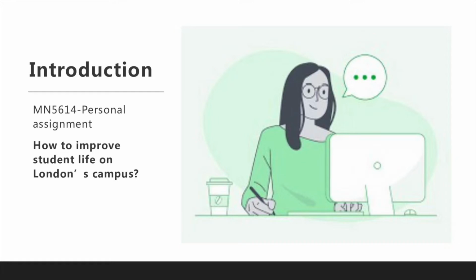Firstly, I will talk about what design thinking is. Then I will talk in detail about the first stage, research: how I get my data and identify the problem. Then I will talk about the second stage, ideation: how to develop more ideas based on the problem. Finally, I will talk briefly about the last two stages, prototyping and implementation.